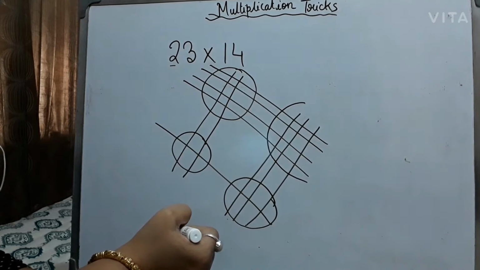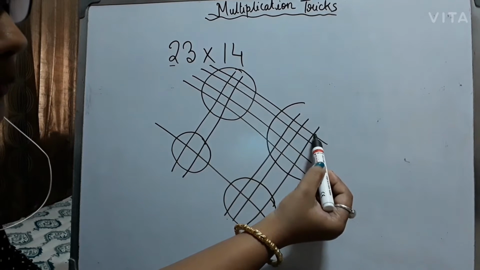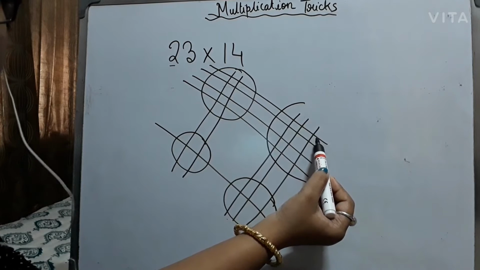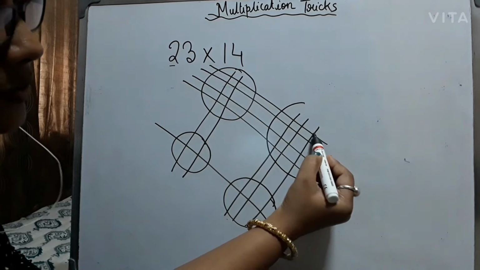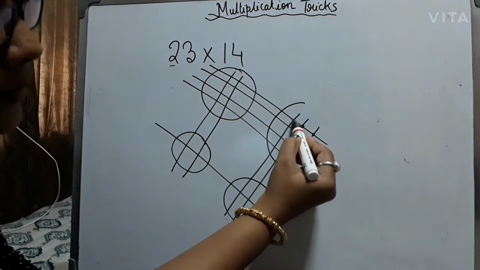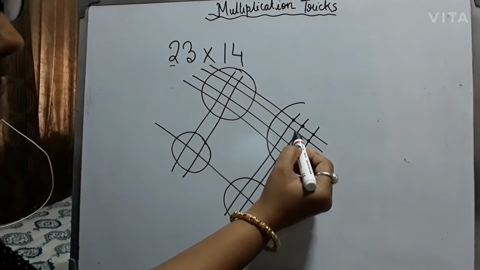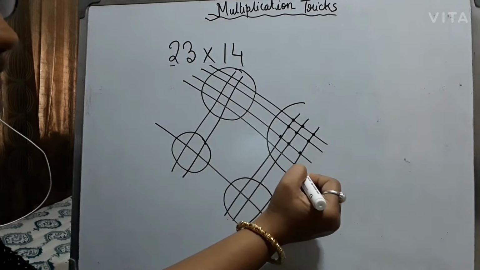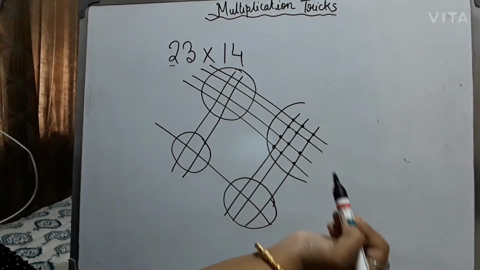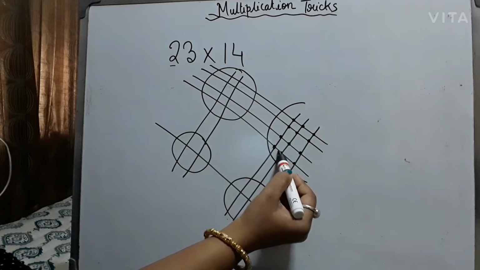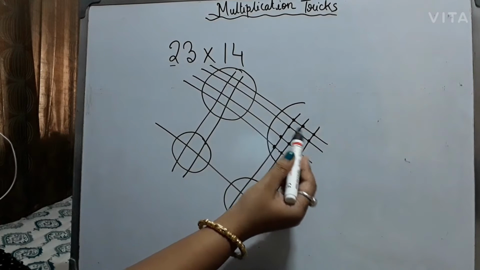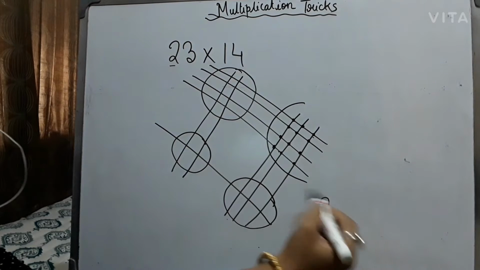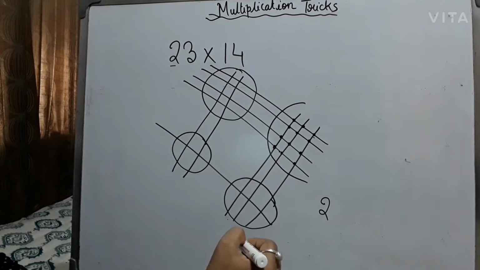How to find? See, wherever there is a line intersecting with another line, take it as a point. So here is one point, here is one point, like this. How many points are there? 1 2 3 4 5 6 7 8 9 10 11 12. You can't write 12, you have to write 2 and carry 1 for this one.